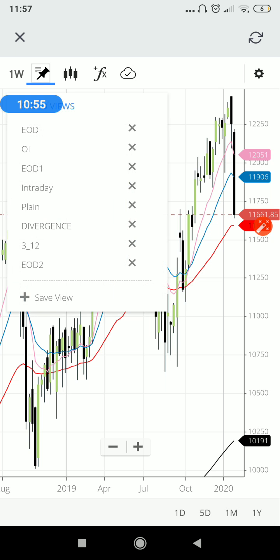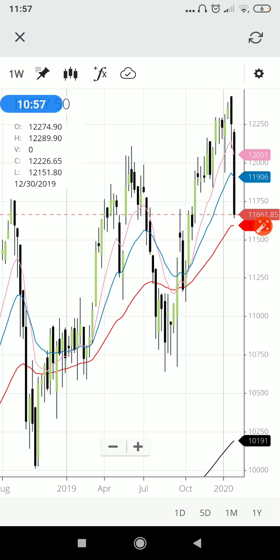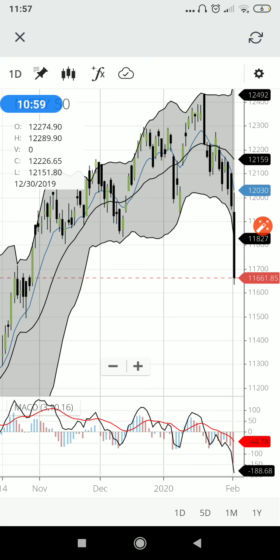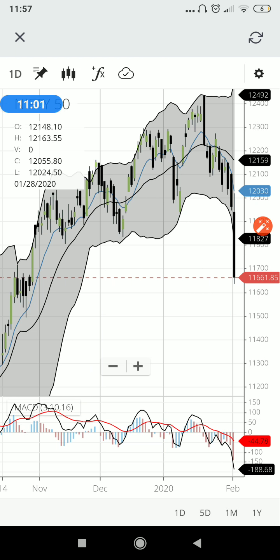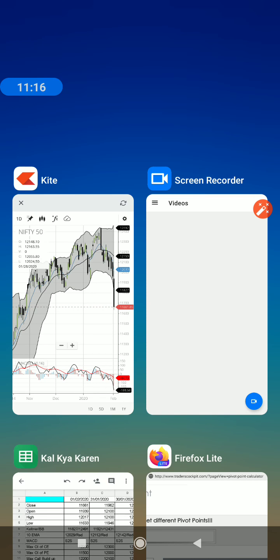I don't think we need to look at the indicators because they will obviously be down. MACD is at the most negative reading you can see in the last 2-3 years. So there's no point going into that. All the indicators will obviously be very bad.